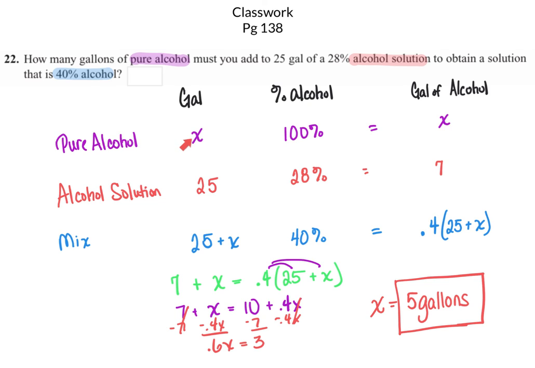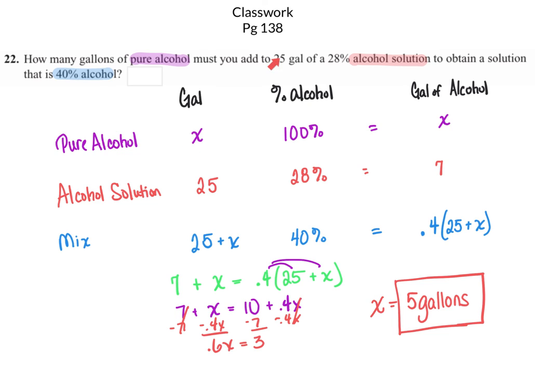Do I know how much pure alcohol? Well, no, it actually says how many gallons of pure alcohol. That quite literally tells me where I'm going to put my variable. How many is a key indicator that that's probably where you're going to have a variable, okay?